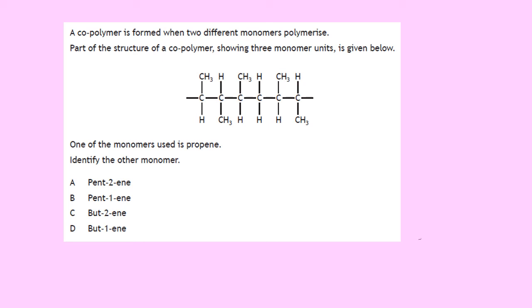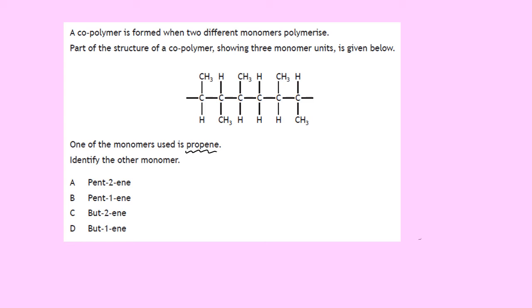A harder version of that question talks about a copolymer. And a copolymer means that there were two different monomers that then occur in a repeating pattern one after the other in a polymer. So in this one, it says two different monomers polymerize. Part of the copolymer has been shown and there have been three monomer units. It's given below, and it says one of the monomer units used is propene. Identify the other monomer, and it gives you four options. So the most important thing to do is ask, what does propene look like?